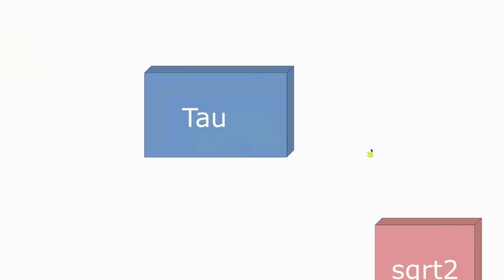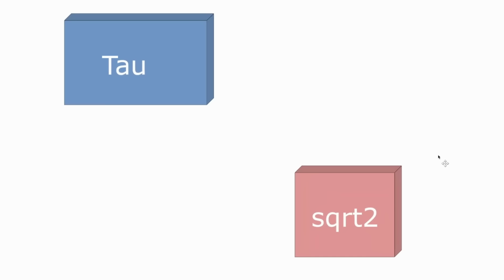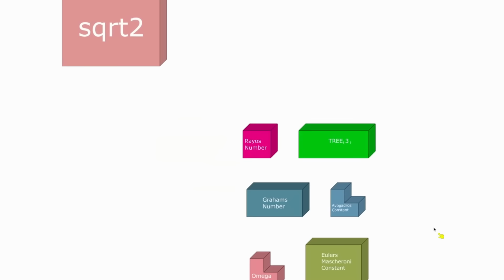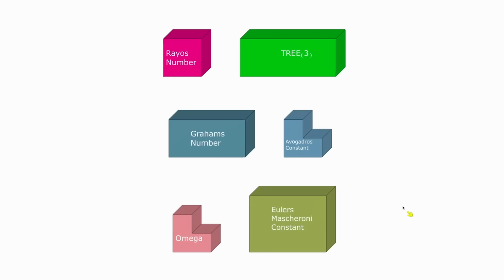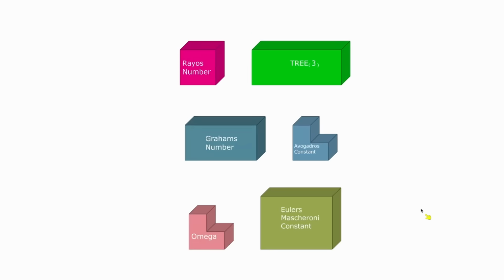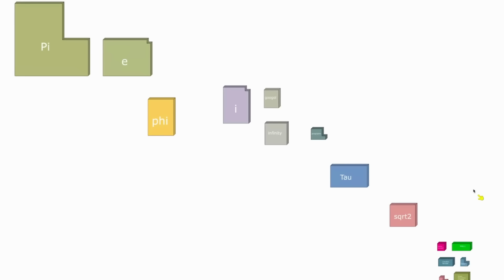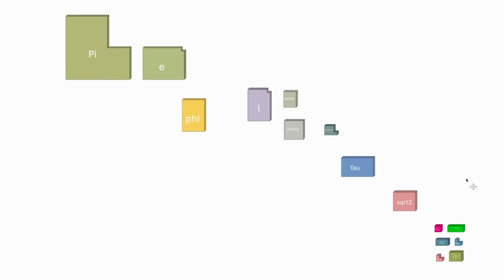The square root of 2 takes a salmon colored pink, and then we have all these other much less submitted irrational numbers. Rayo's number and Tree 3 both take extremely vivid colors, while the other 4 are a bit more dulled out. Graham's number and Avogadro's constant both take a shade of blue similar to Tau's average. Omega nearly matches the pink from square root 2, and Euler's Mascheroni constant takes a slightly darker and more saturated form of the average colors for Pi and E. That's all the averages for all of the numbers that I could average for.